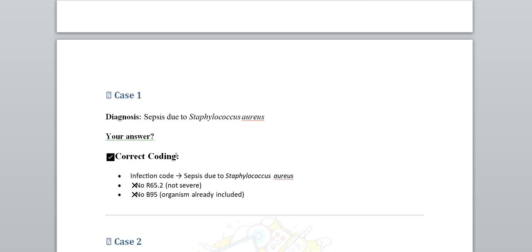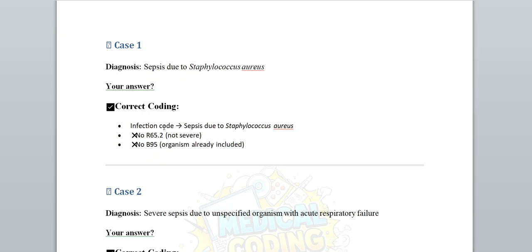Okay. Case 1. Sepsis due to Staphylococcus aureus. What is your answer? The correct coding is the infection code, sepsis due to Staphylococcus aureus. Severe sepsis is not mentioned, so no need to add R65.2. The organism is already included, so no need to add B95. So, this is the exam plan.